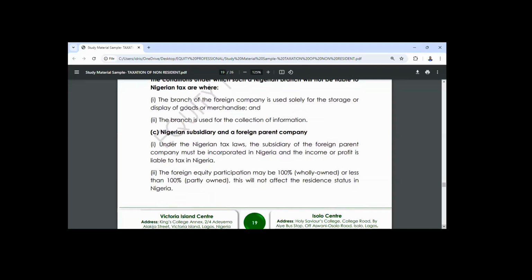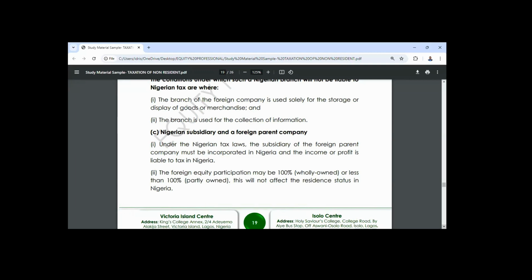C, we are asked to mention the relationship or tax implication of a Nigeria subsidiary and a foreign parent company. They have a parent company abroad. They now have a subsidiary in Nigeria. Nothing is concerned with the profit of their foreign parent company, because the parent company is in a foreign country. It's not a Nigerian company. What we are after here is their subsidiary in Nigeria. So the tax implication is that the subsidiary in Nigeria must be incorporated in Nigeria.